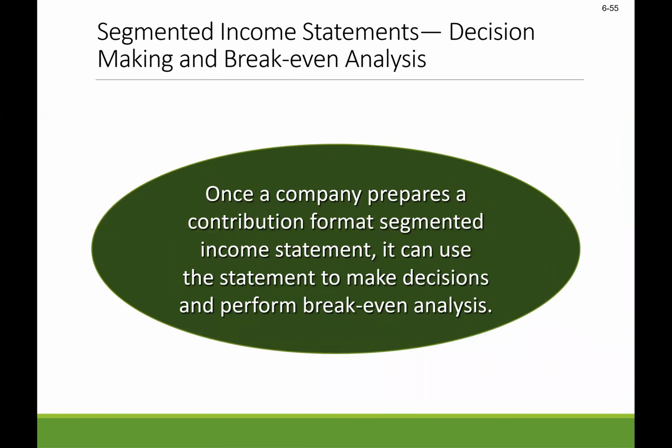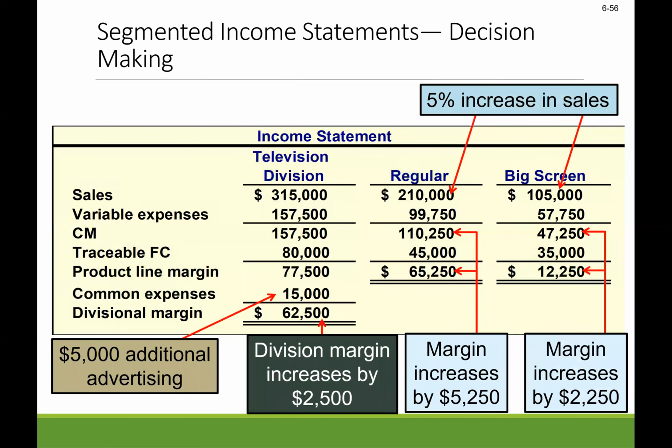Once a company prepares a contribution format segmented income statement, it can use the statement to make decisions and perform break-even analysis. So in this case, you see, if we increase our sales by 5%, and let's say it's because we have $5,000 in additional advertising, what happens?